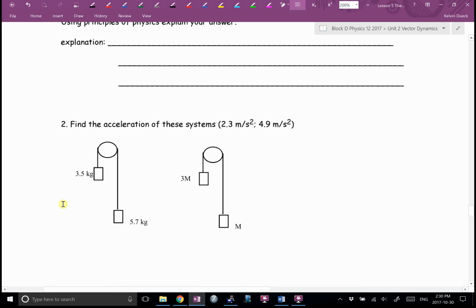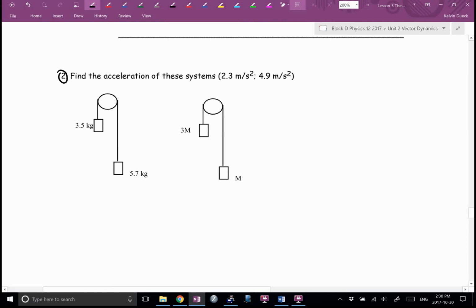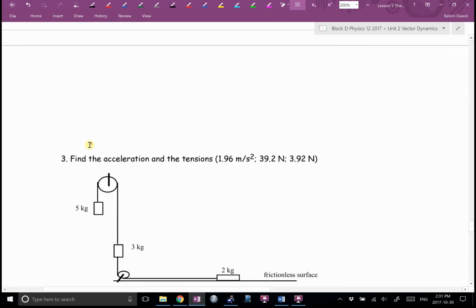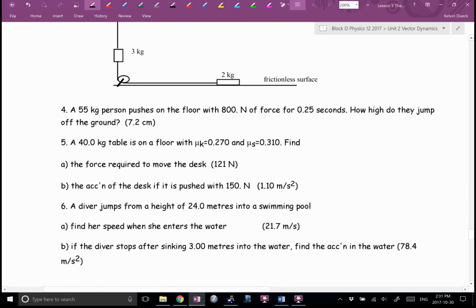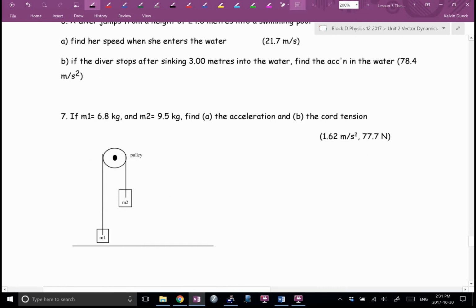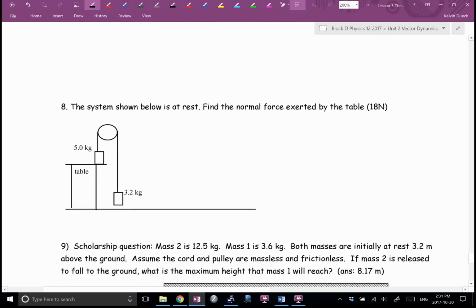Okay. Find the acceleration of these systems. Number 2 is fair game. In number 2, the second one, you could either let M be a nice number, like 5, which would make the left-hand mass 15 and the right-hand mass 5. Or if you want to, try doing it algebraically, and you'll find towards the end suddenly the capital M's all cancel, and you get a numerical answer. Either or is fine. 3 is good. Eight is good.